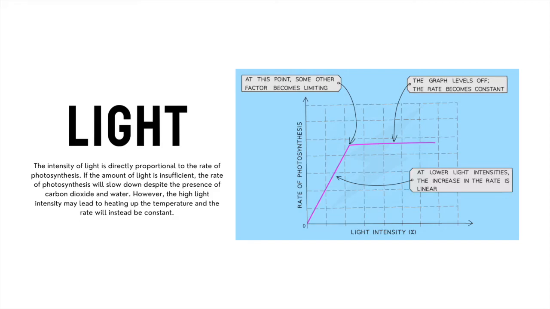The first factor affecting the rate of photosynthesis is the intensity of light. The intensity of light is directly proportional to the rate of photosynthesis.